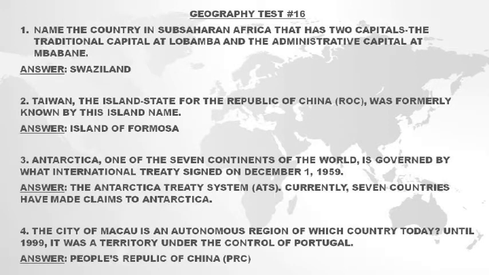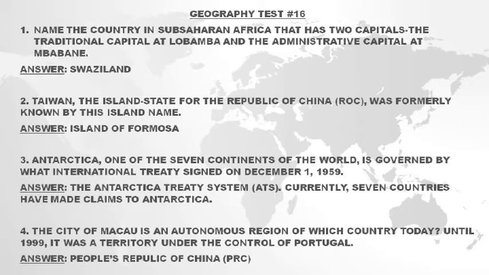Name the country in Sub-Saharan Africa that has 2 capitals: the traditional capital at Lobamba and the administrative capital at Mbabane. The answer is Swaziland. Swaziland is in the southern part of the continent of Africa.